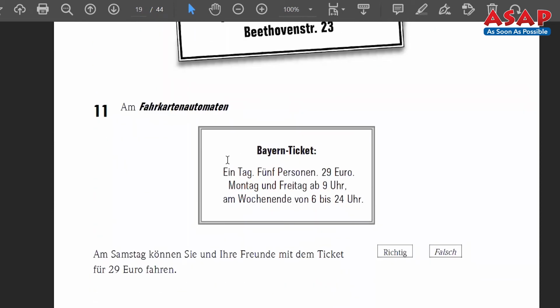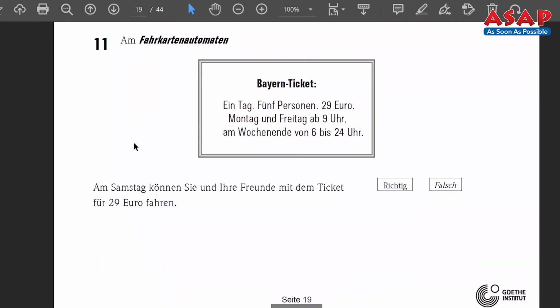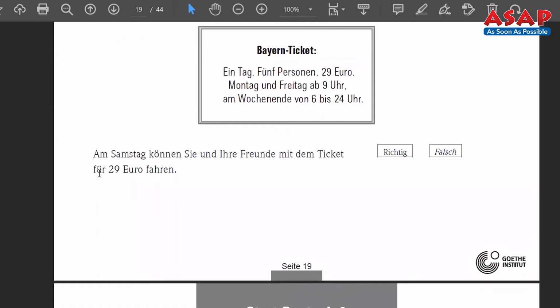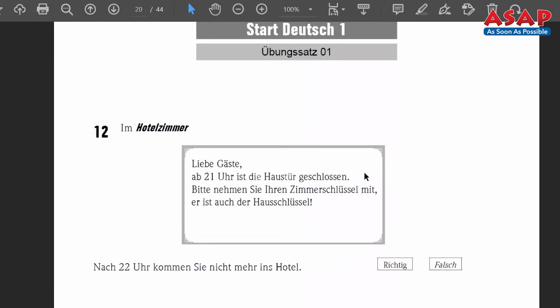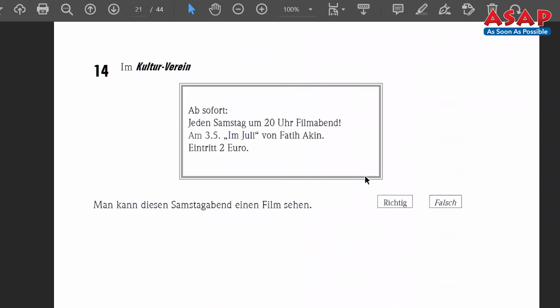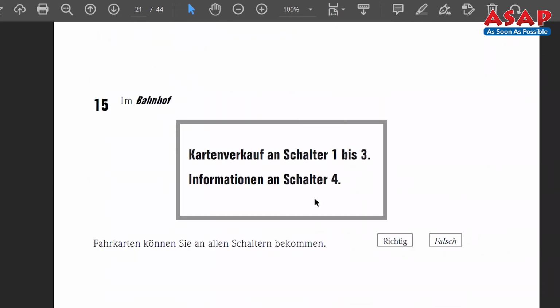Now, same thing, there will be 5 questions. Okay, Fahrkarten, Automaten, and then some information is given. Let's say some poster or some information note on that machine or at some office. And then some statement is given, and you need to tell whether it is right or wrong. Like this, there will be total 5 questions and 15 questions are done. You have 25 minutes. If you can read fast, these 25 minutes are more than enough. If you can read fast, you can finish this in less than 20 minutes easily.